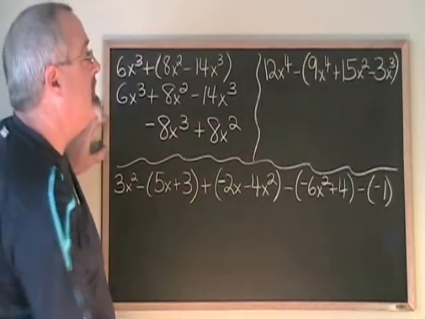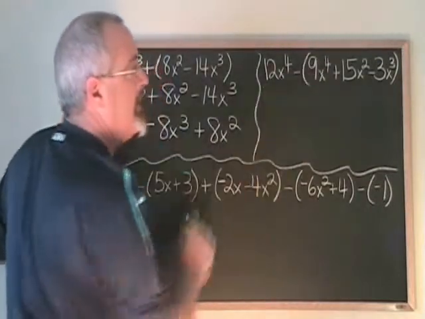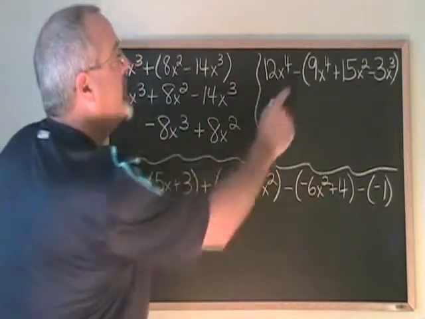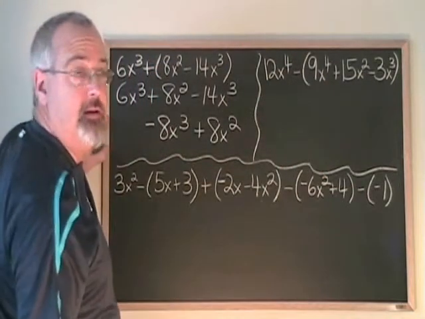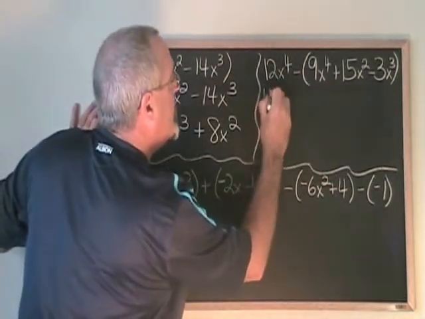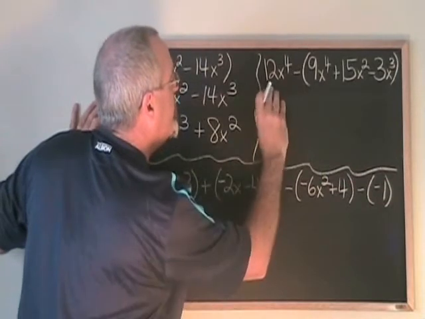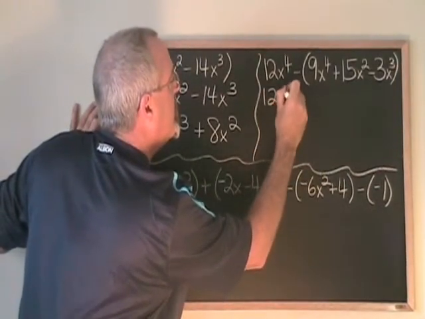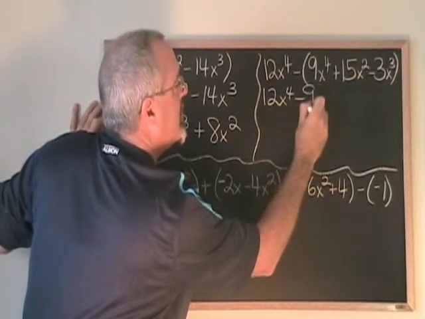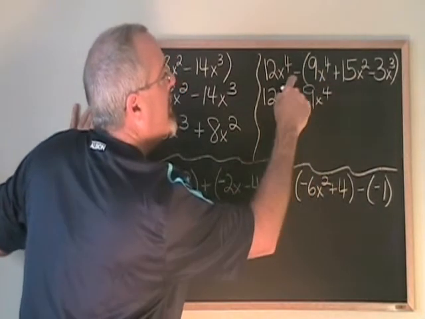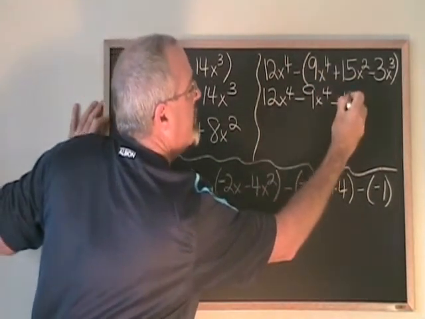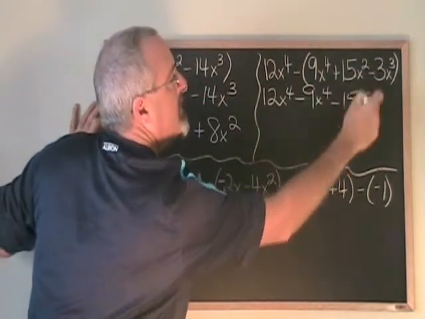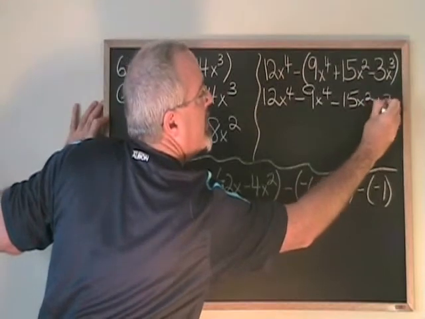But this one has a minus sign before it. And what will happen is the minus sign affects the entire bracket, not just the first term. So when we remove the bracket, we have to fix the signs for everything on the inside. We have 12x to the 4 minus 9x to the 4. Minus plus means minus 15x squared. And minus means plus 3x cubed.